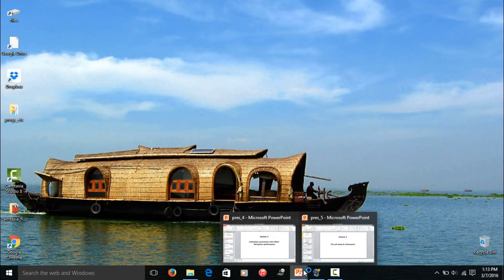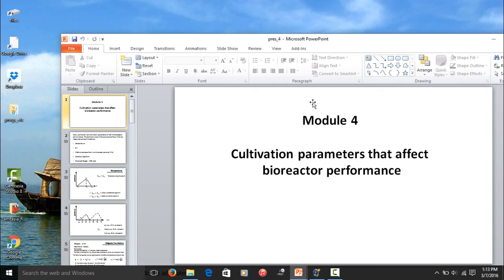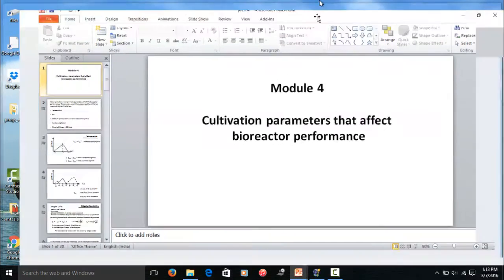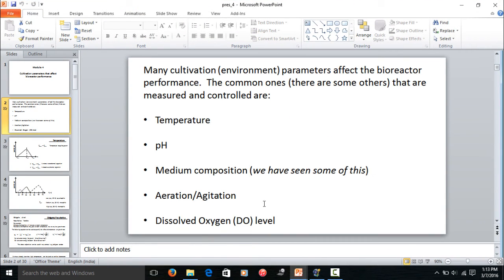In module 4, we looked at cultivation parameters that affect bioreactor performance. The cultivation parameters were temperature, pH, medium composition, aeration and agitation, and dissolved oxygen level. Dissolved oxygen level we looked at in great detail, including a KLa measurement methodology, the dynamic response method. We also worked out a problem by which we got a better appreciation of the KLa determination.